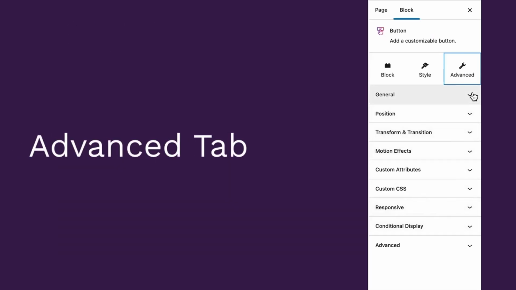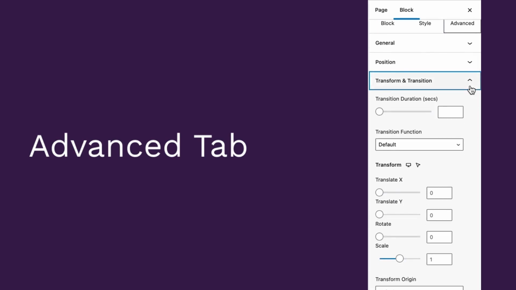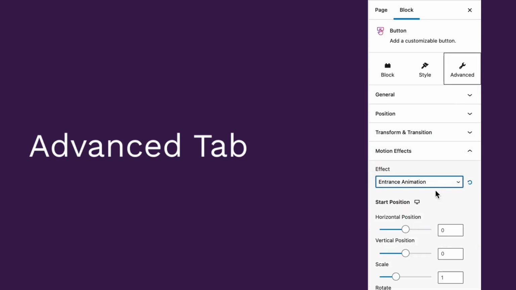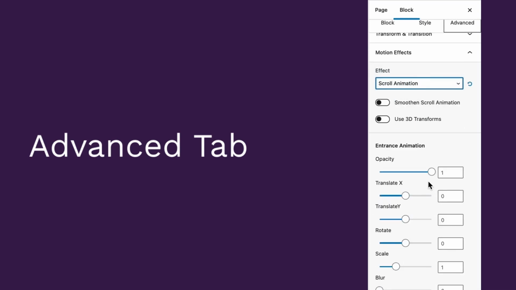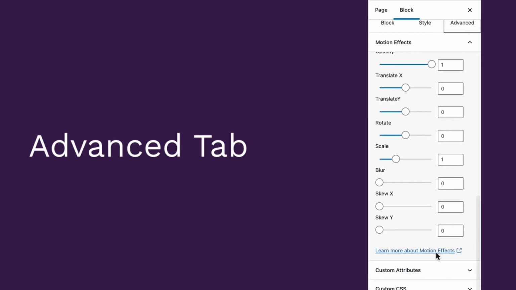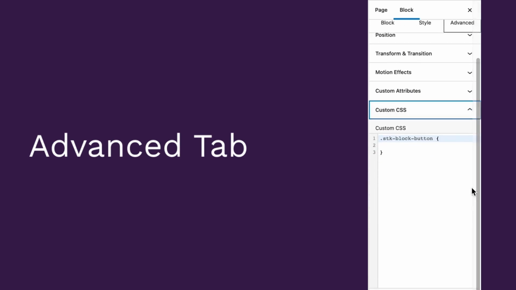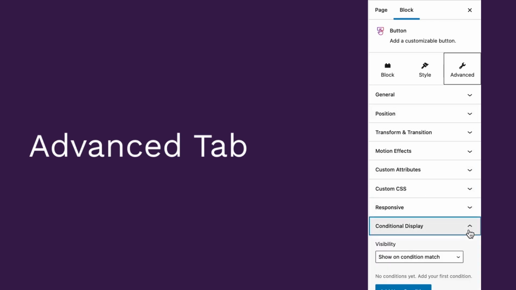Finally, the Advanced tab is where you will find more advanced design options, such as motion effects and transform and transition, so you can add website animations, conditional display, custom attributes, and custom CSS, so you can give your visitors a personalized experience on your website, responsiveness for mobile and tablet display optimization, and more.